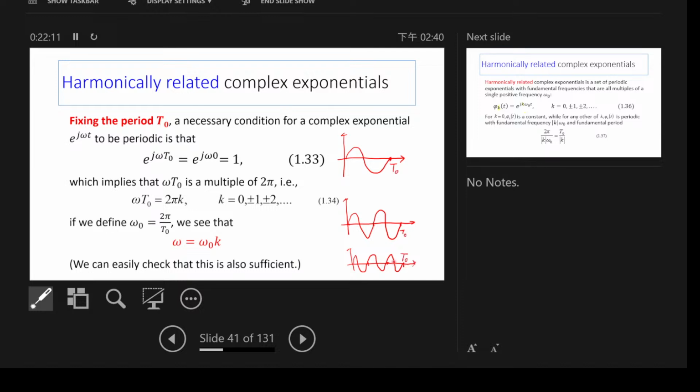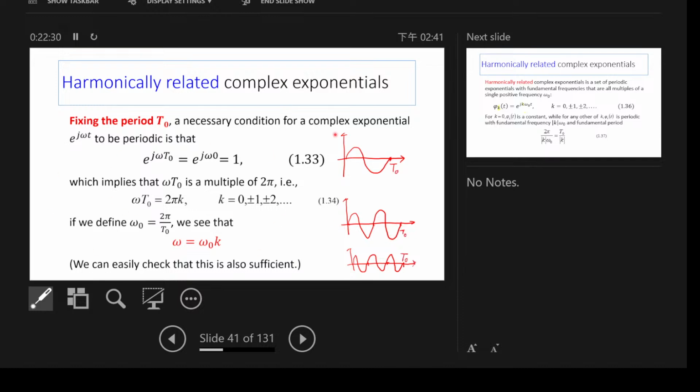Okay, so this is basically the idea of harmonically related complex exponentials. They are complex exponentials or sinusoids that share the same period. So they all have t naught as one of their periods, but some of them will have higher frequency, and t naught will not be the fundamental period.